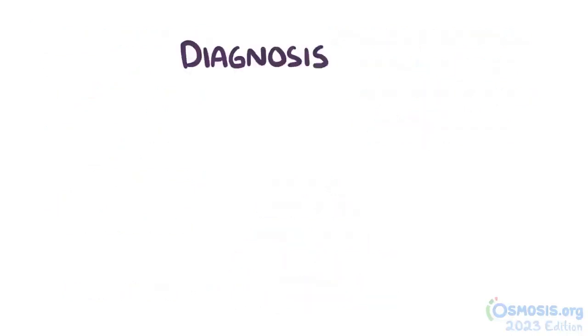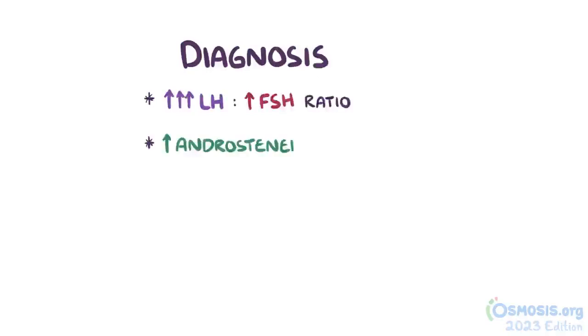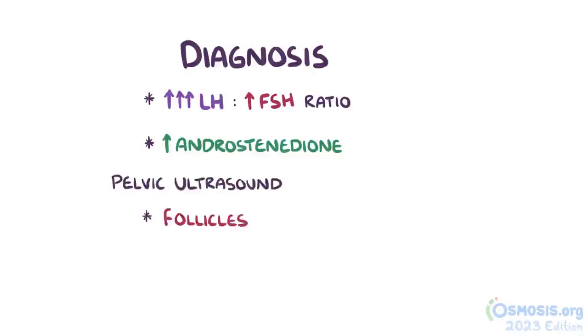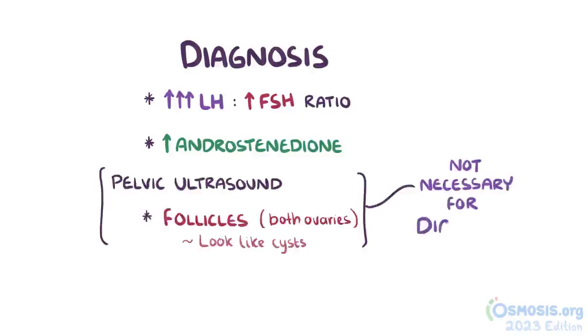A diagnosis of polycystic ovarian syndrome typically is made when there's a high ratio of luteinizing hormone to follicle-stimulating hormone, as well as high levels of androstenedione in the blood. A pelvic ultrasound may reveal follicles on one or both ovaries that look like small cysts, but these aren't necessary for the diagnosis.